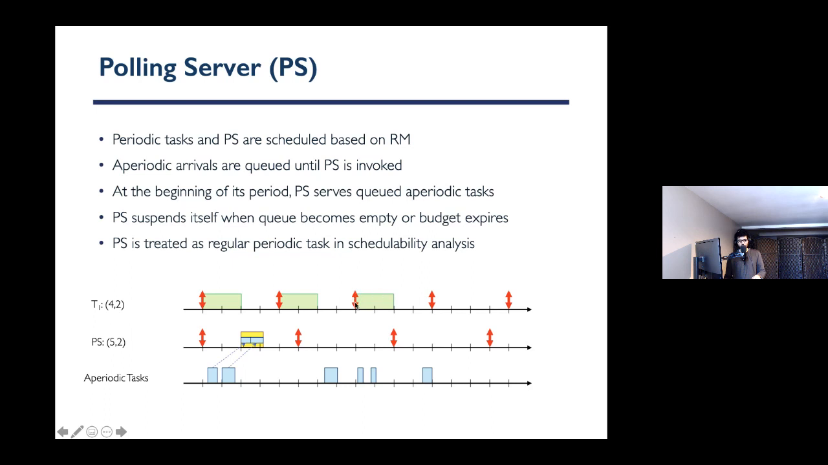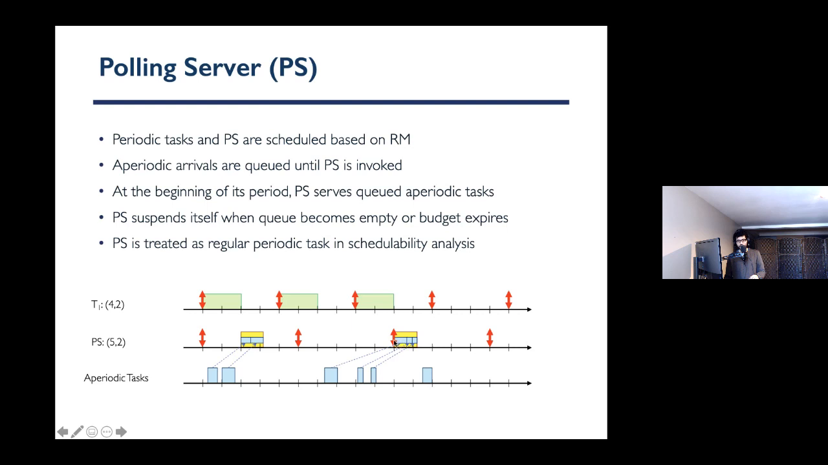Next period of T1 runs. At this point, we create another job for PS, again with budget of 2. Now all these 3 aperiodic tasks are queued. Now I can run them, right? At this point, I run them. And at this point, I'm done. So my budget goes to 0.